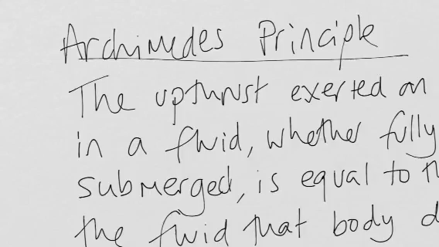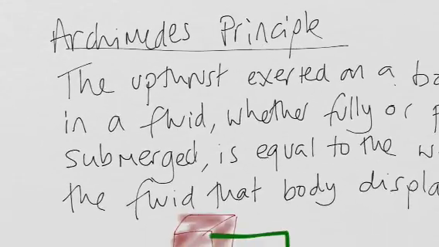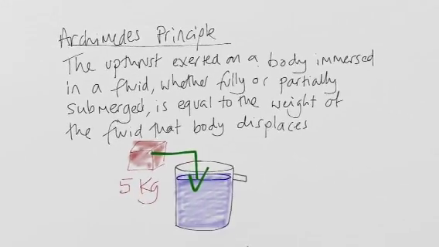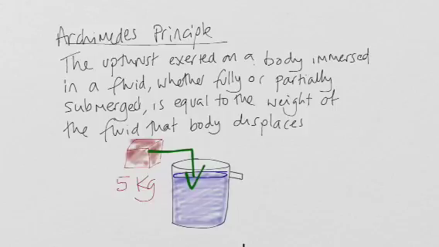So Archimedes' principle is as follows. The upthrust exerted on a body immersed in a fluid, whether fully or partially submerged, is equal to the weight of the fluid that the body displaces.